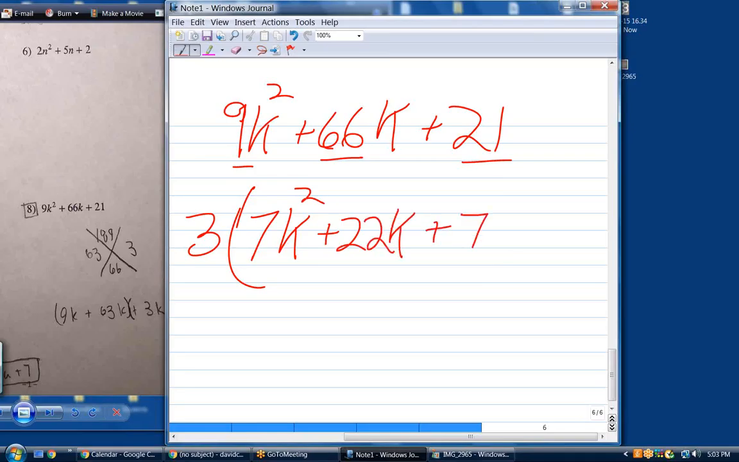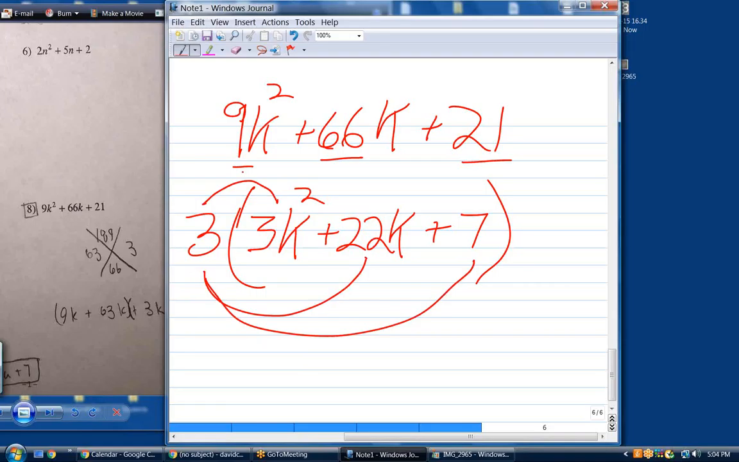Wouldn't that be 3K squared? No, I'm glad you're doing that because that's the step I want you to do, is always be multiplying. In other words, when you're factoring, you want to always be multiplying, ABM. Make sure that's 9K squared, make sure that's 66K, and make sure that's 21.